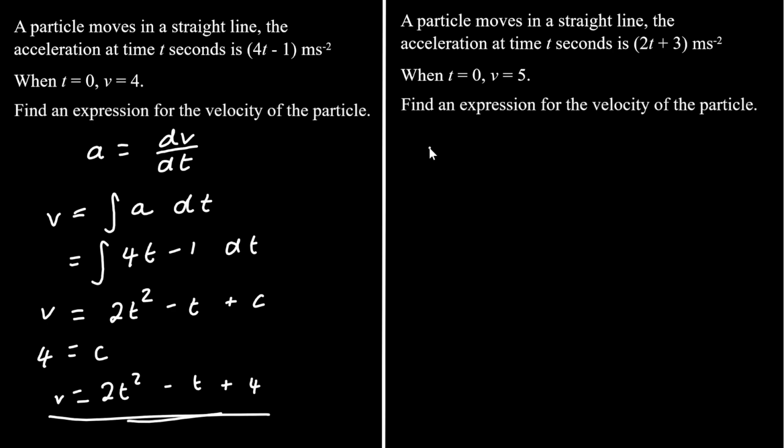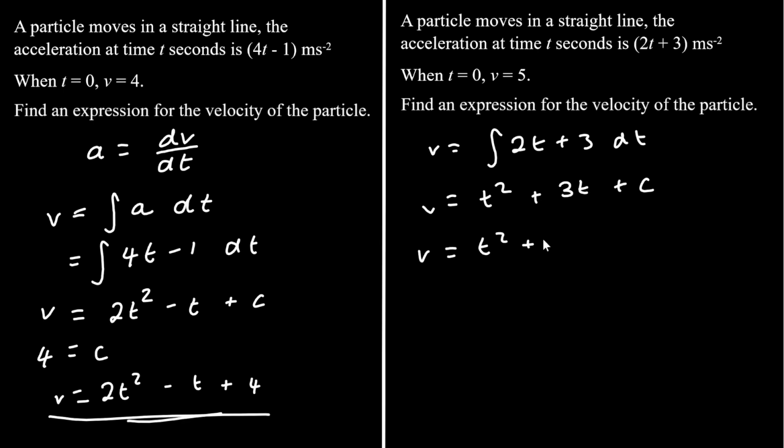So we're looking for the velocity, and it's going to be the integral of the acceleration with respect to time. So add 1 to the power, divide by the new power, and plus c. When t is 0, v is 5, so c must be 5. So the velocity is t squared plus 3t plus 5 meters per second.